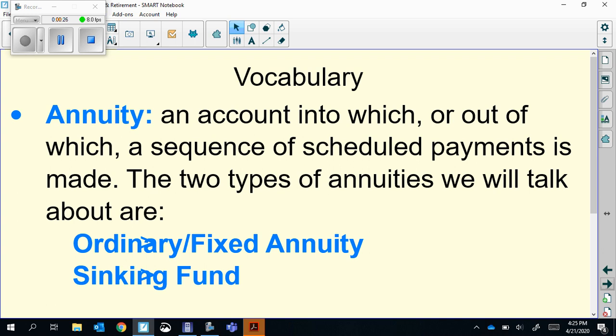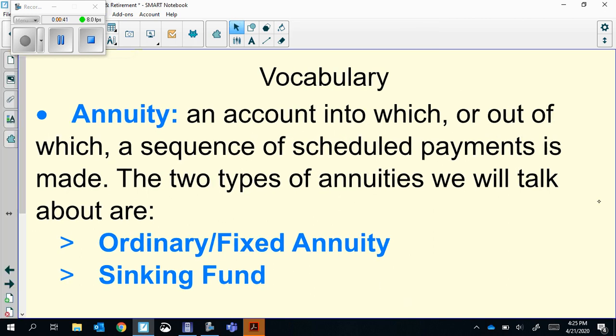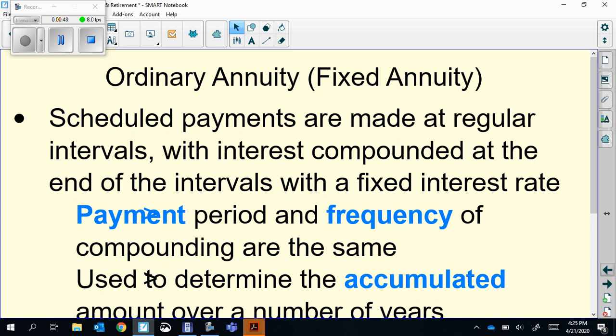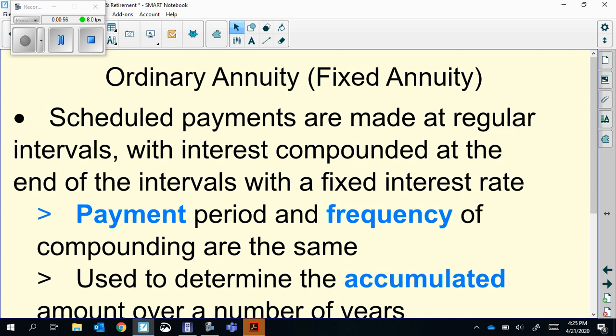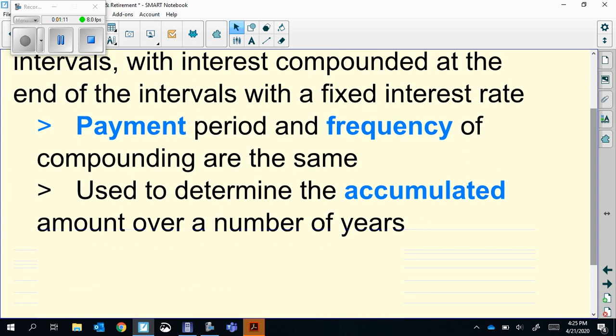Alright, an annuity is an account where a sequence of scheduled payments is made. Two types of annuities that we're going to look at are ordinary fixed annuities and a sinking fund. In an ordinary or fixed annuity, scheduled payments are made at regular intervals with interest compounded at the end of the intervals with a fixed interest rate. The payment period and frequency of compounding are the same. And you can determine the accumulated amount over a number of years. So you'd be putting money into it to save for later.